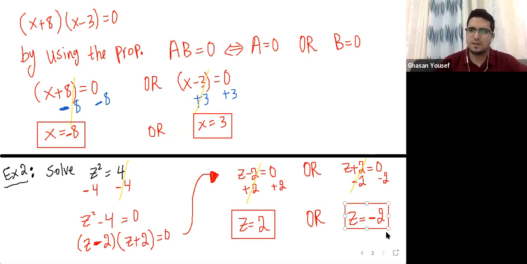So all of them use the same steps. First of all, we have to move everything to one side so the other side is 0. Second step, we have to factor. Third step, we use this property: AB equals 0 implies A equals 0 or B equals 0. Then the last step, we find the solution, I mean, x equals the first solution and x equals the second solution. This is solving quadratic equations by factoring.